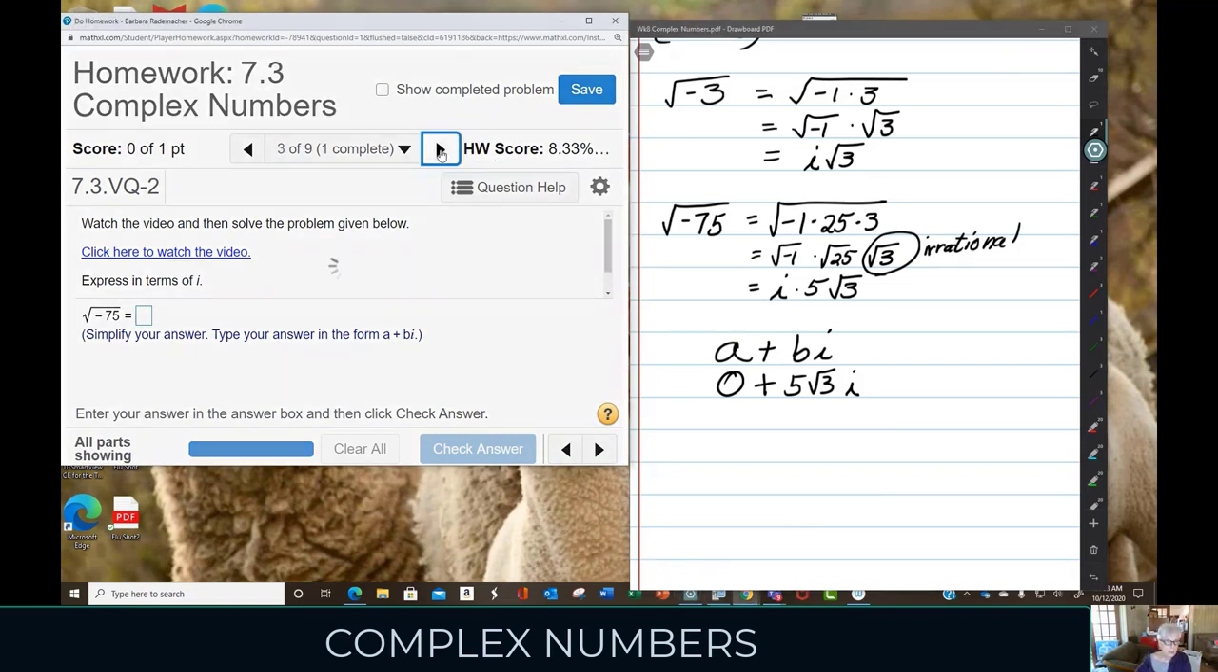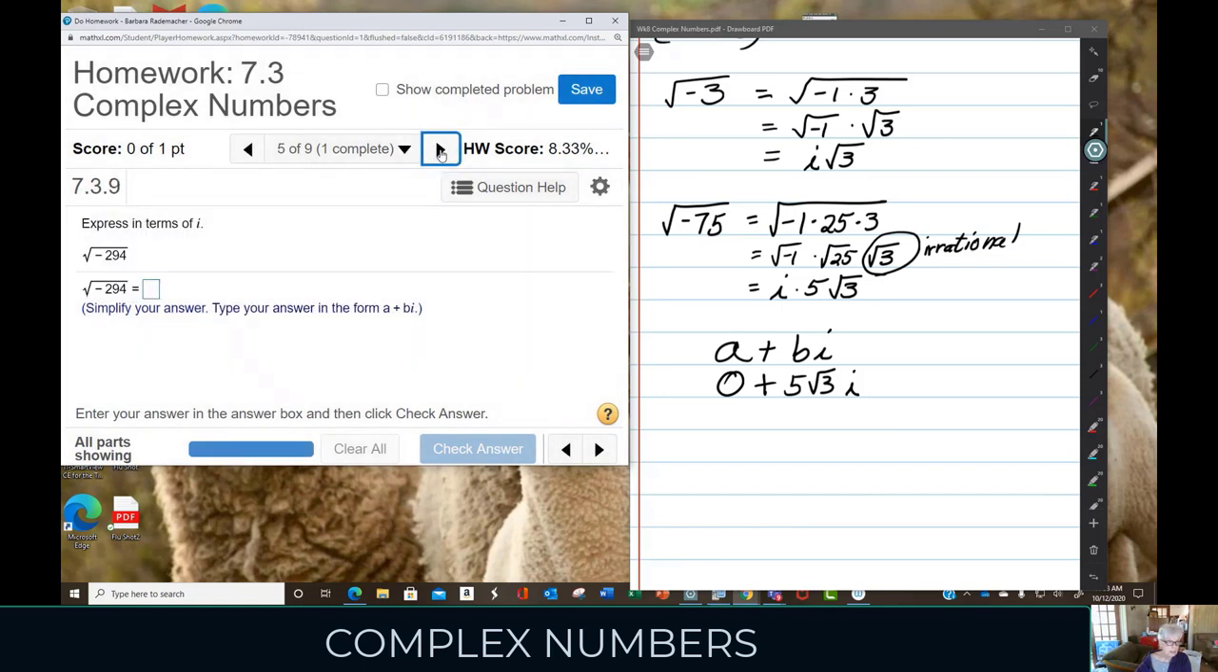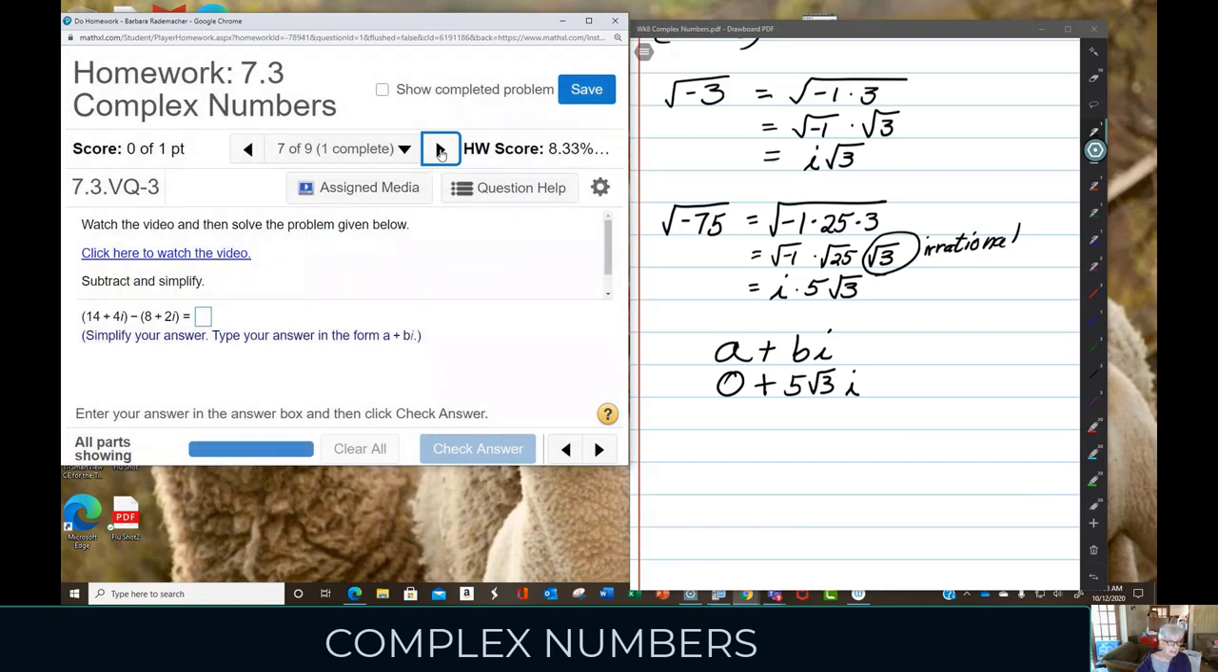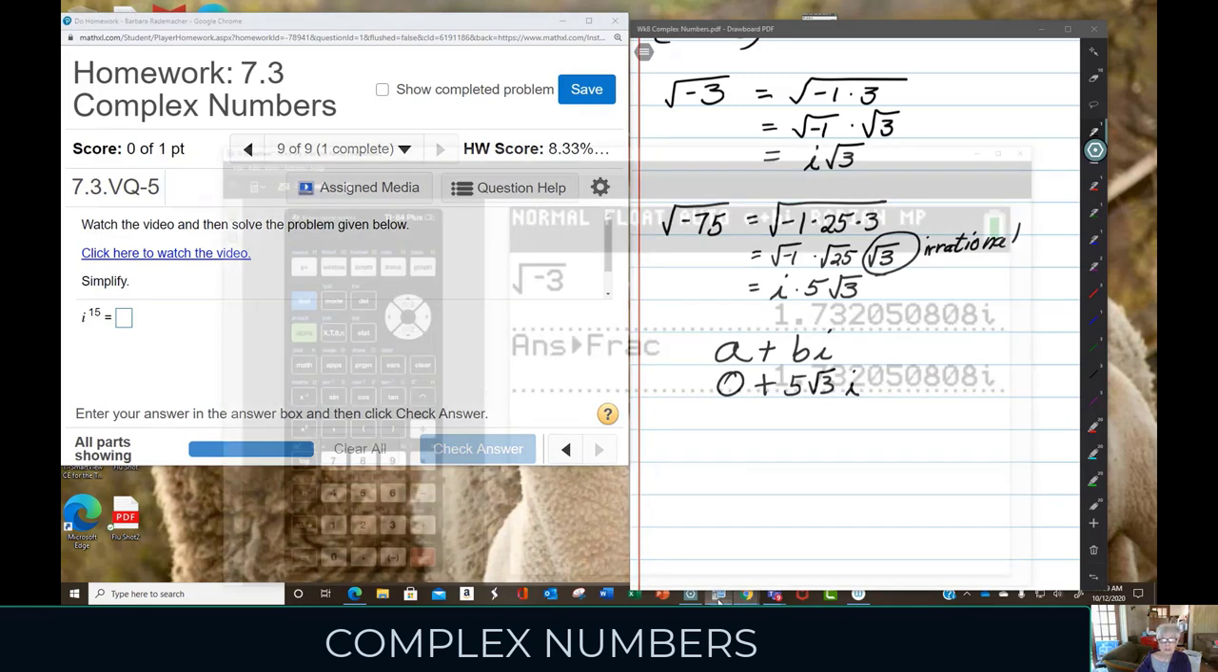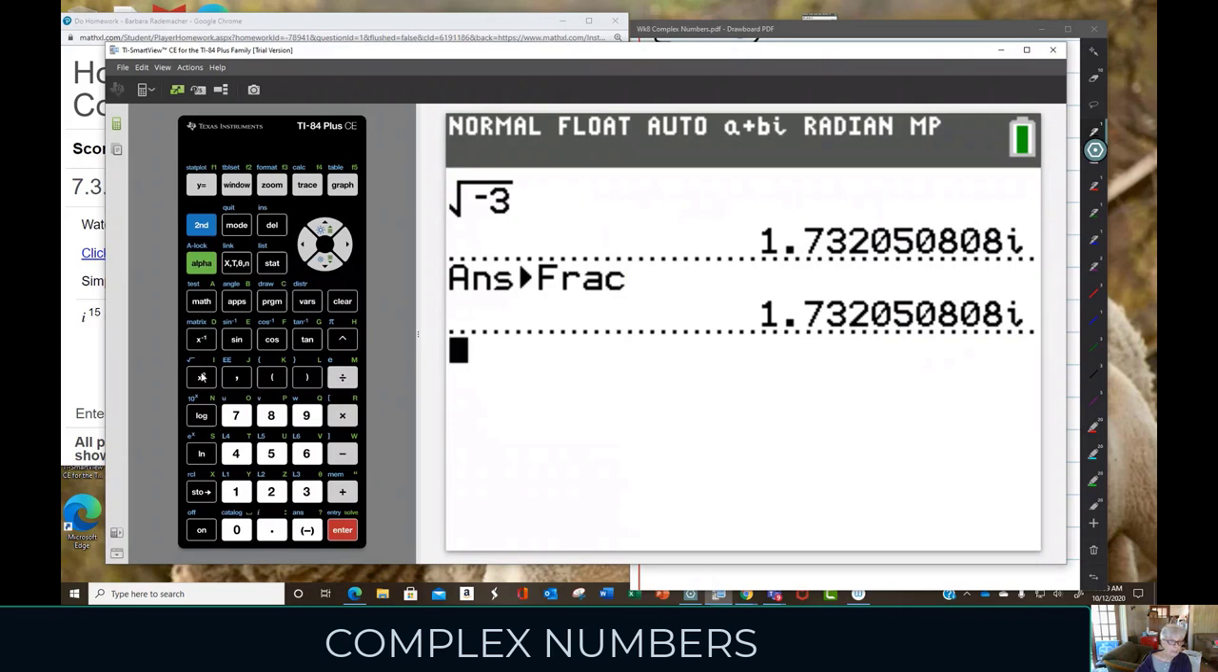Now, what else? There's another kind of problem. There's subtracting and adding. Here, this problem, probably the calculator will not do for you. Let's see. Second dot, that gives me an i, and then caret 15. What you've got is i raised to the 15th power. Will the calculator simplify that? Let me hit the right arrow key. Let's see. It does. Okay, that'll work.